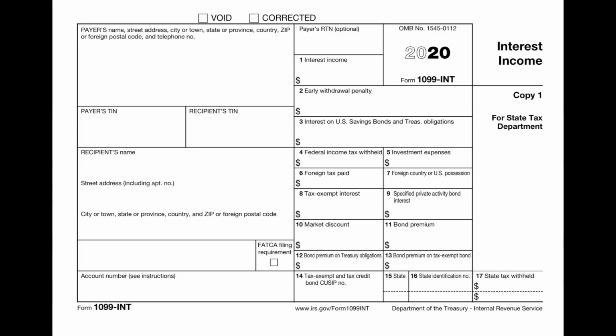At the end of the year, you're going to get sent a 1099-INT. That's interest income that shows all the interest that you've made from that account for that year. Now, even if you have a checking account with your bank, anytime you make more than $10 in interest for the year, they are required to send you a 1099-INT. It shows all the interest income made from your account.